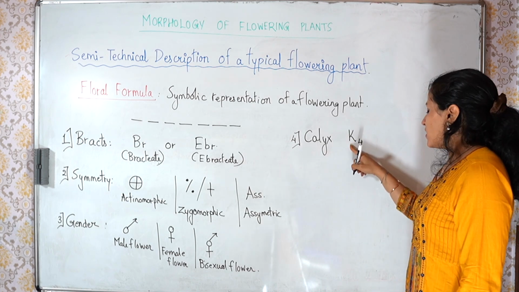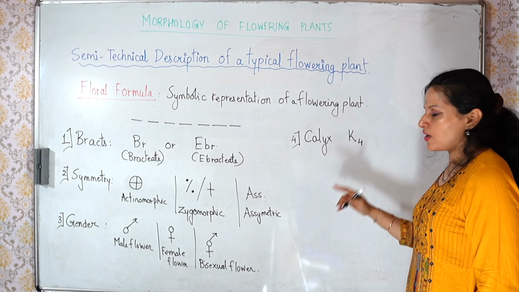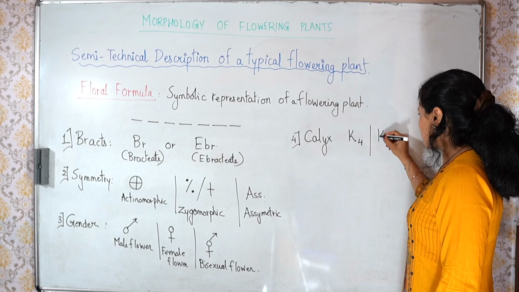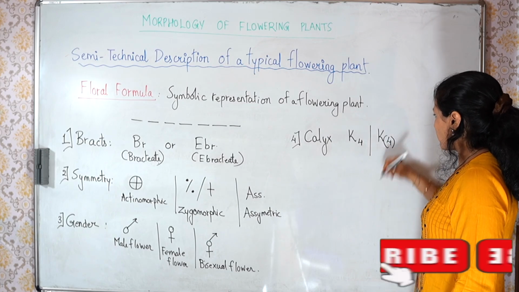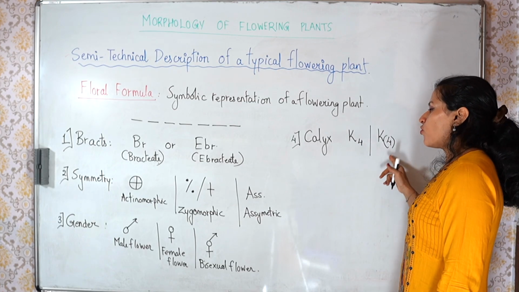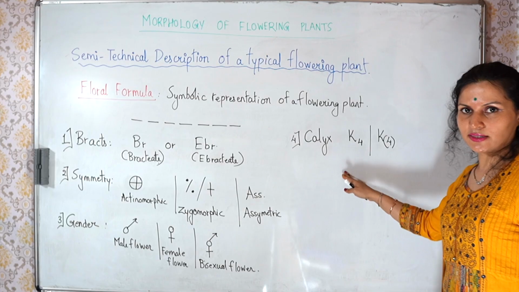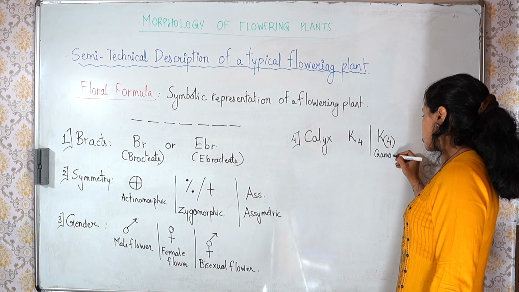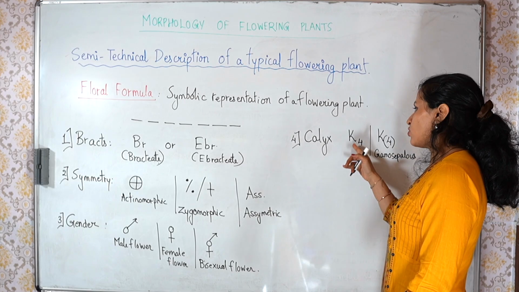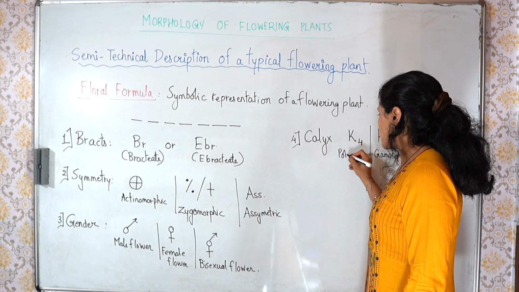For example, K subscript 4 means that there are 4 sepals in this flower. However, if I write capital K with a subscript 4 but the 4 is in brackets, it means that the 4 sepals are fused and not free, unlike this. This means that it's a gamosepalous condition. Remember gamosepalous? And what about this one? K with free sepals. This is the polysepalous condition.